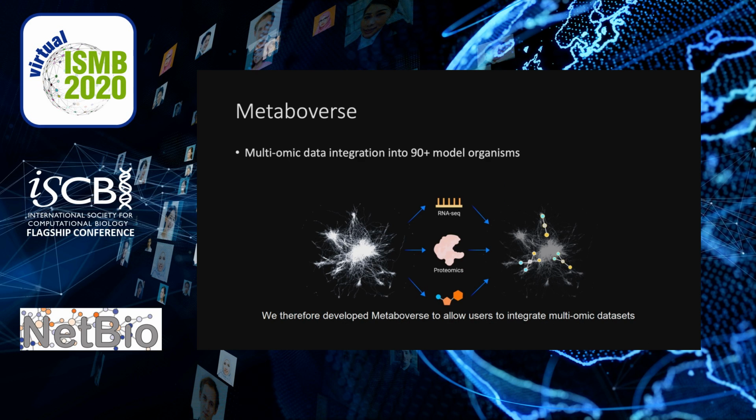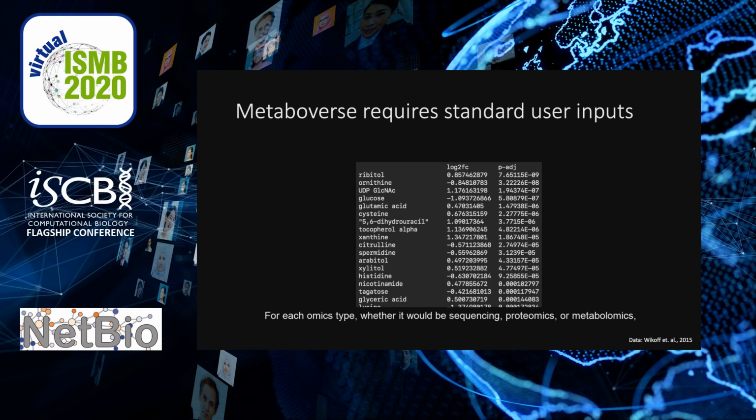We therefore developed Metaboverse to allow users to integrate multi-omic datasets onto over 90 model organisms. While network approaches for metabolism may not be new, we introduce features that automate complex pattern recognition across the network and prioritize regulatory patterns to lead to a more robust regulatory experience. For each omics type, whether it be sequencing, proteomics, or metabolomics, log fold changes and statistical values appropriate for the data type are provided. In this case, we will provide metabolomics values for this data set.